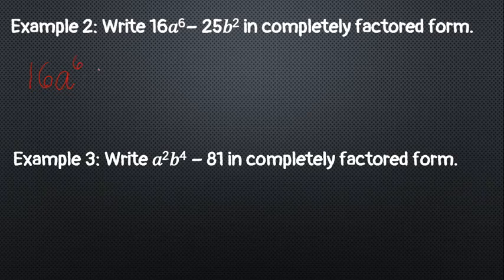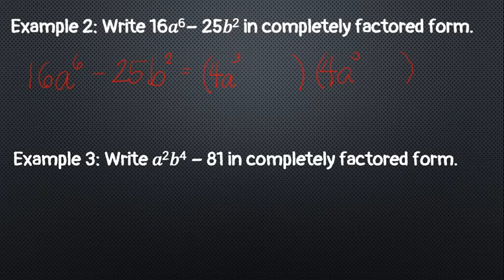16a to the 6th power minus 25b squared. So same with the procedure in example number 1, we're going to make two small parentheses and then get the square root of the first term and the second term. What number when you multiply by itself is 16? That is 4. And then we're going to divide the exponent 6 by 2. So 6 divided by 2, that is 3. So we're going to have an exponent of a cubed and another a cubed.